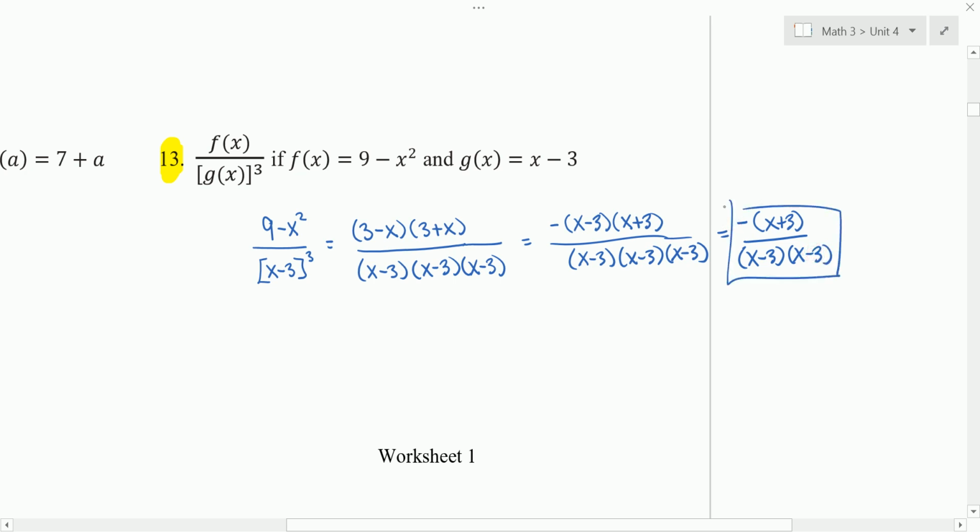For excluded values, our denominator cannot equal 0. Our denominator is made of 3 factors of x minus 3. So x minus 3 can't equal 0, which means x cannot equal 3.